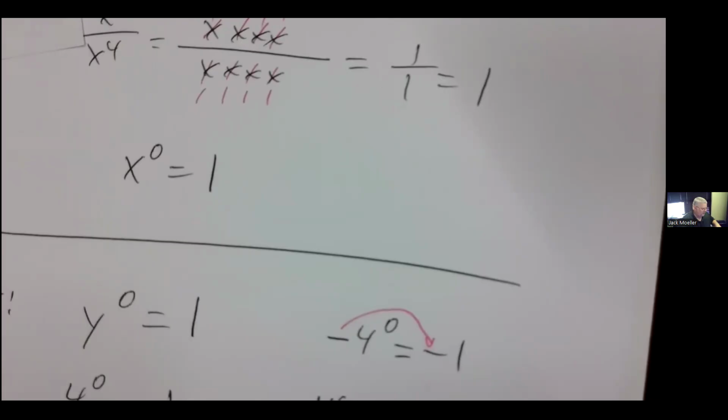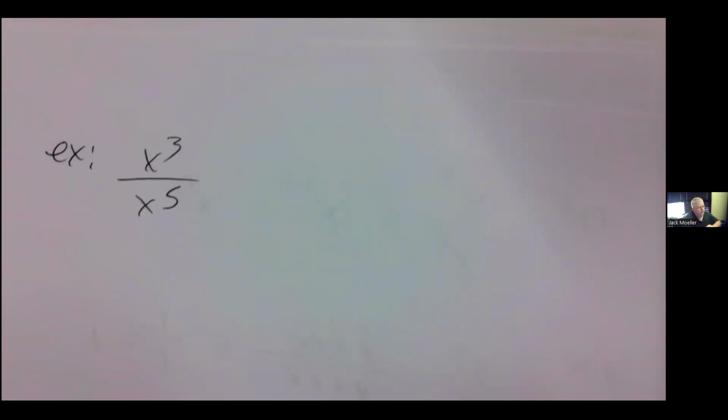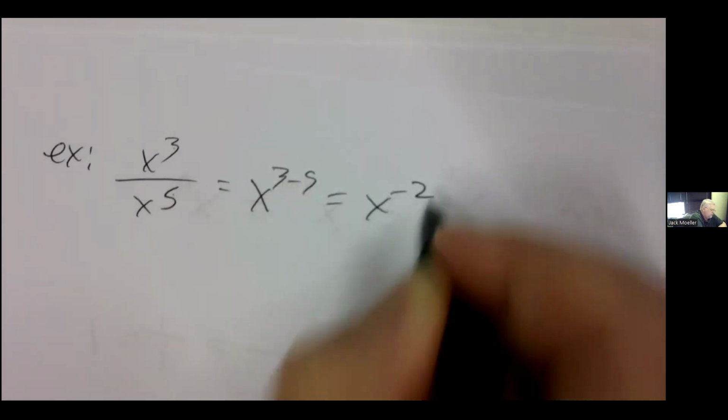Now we're getting to the fun part of the exponent rules. Let's find out where I'm at in the notes. Okay, so let's do x to the 3rd divided by x to the 5th. Again, let's do it 2 ways. So what is the quotient rule for this? Well, the quotient rule says you do the top exponent minus the bottom exponent. So it'll be x to the 3 minus 5, or x to the negative 2.